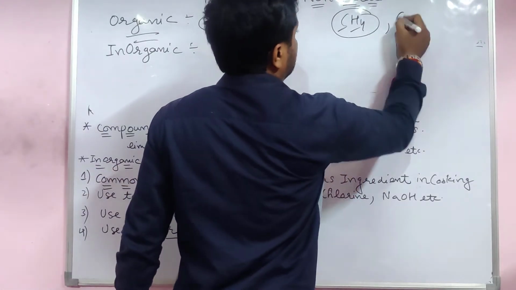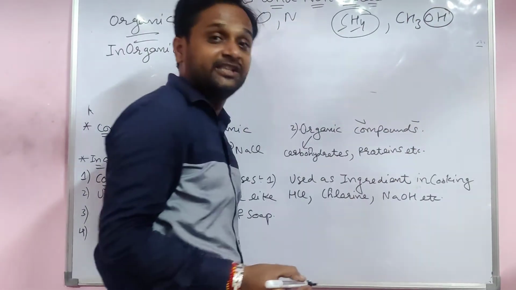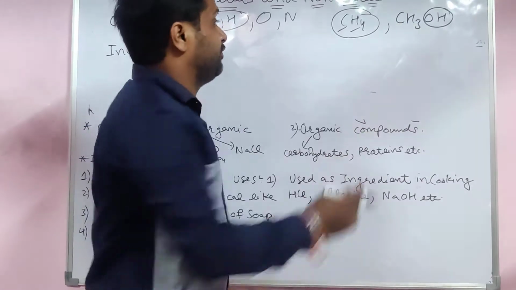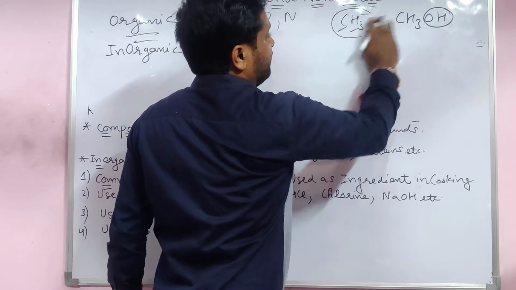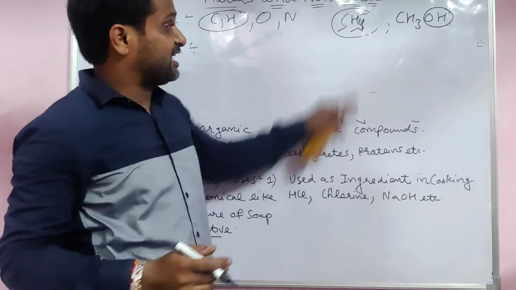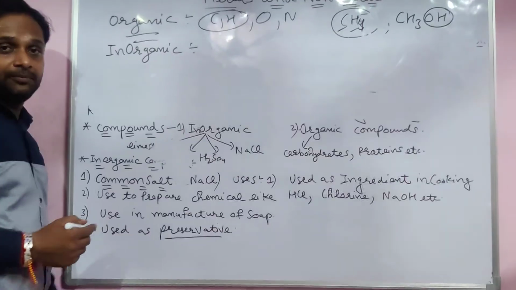Any other? CH3OH. When an OH group is present, it becomes alcohol. But here carbon also, hydrogen also. When you replace one H with OH, carbon and hydrogen are still there. It means it is organic in nature.